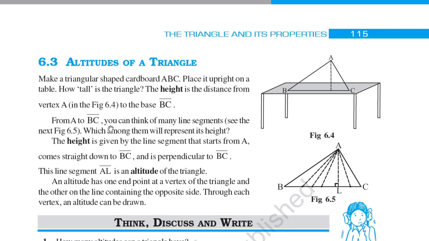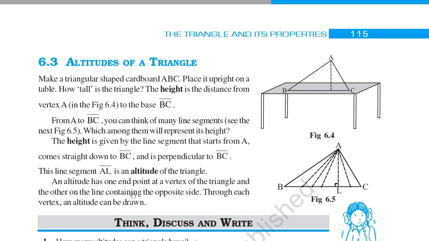From A to BC, you can think of many line segments. See figure 6.5. There are many possibilities. Which among them will represent its height? The height is given by the line segment that starts from A and comes straight down to BC, so it is perpendicular to BC. The line segment perpendicular to BC will be the height of the triangle. You can see the line segment AL, which is perpendicular, is the altitude of the triangle.